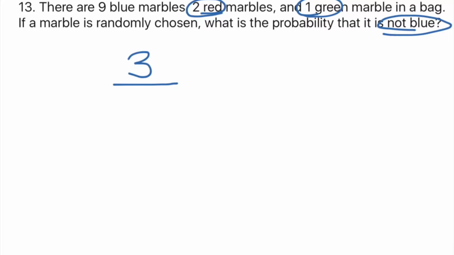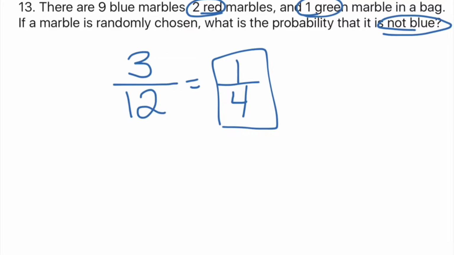9 plus 2 plus 1 is going to give us 12. Now we don't want to leave it like that. Always reduce, and that's 1/4. So we have a 1/4 chance, or 1/4 probability of not getting a blue marble. Just be careful on a test. If it says not blue, it means you want red or green, or whatever the other colors might be.